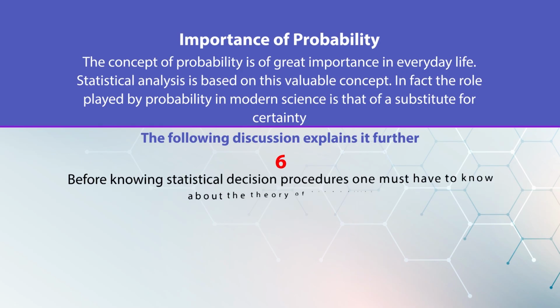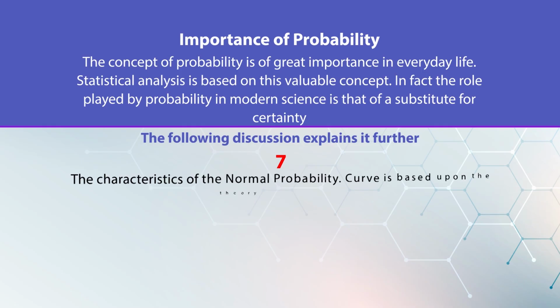Before knowing statistical decision procedures, one must know about the theory of probability, and the characteristics of the normal probability curve are based upon the theory of probability. So what we observed is that it has a good theory behind it, and there are certain terms which we are going to use in our coming sessions. It's quite omnipresent in nature and quite useful.